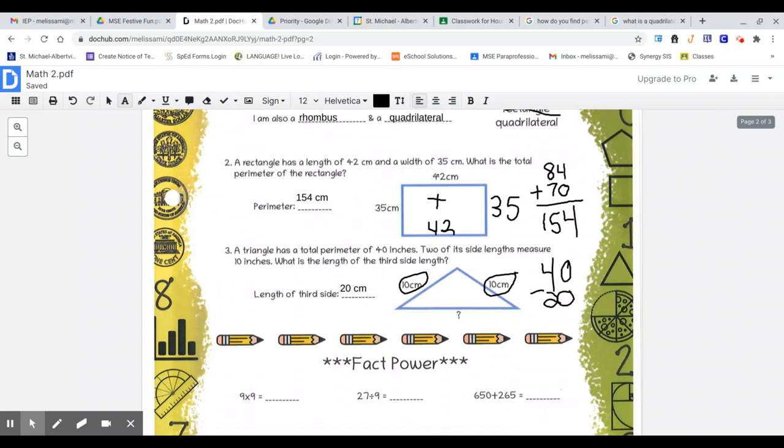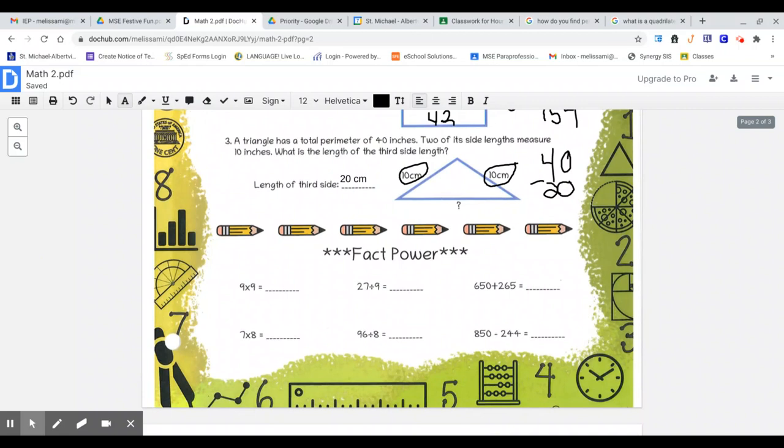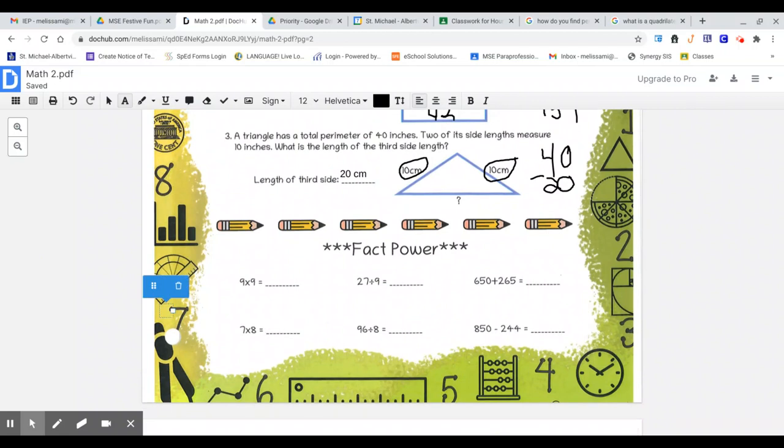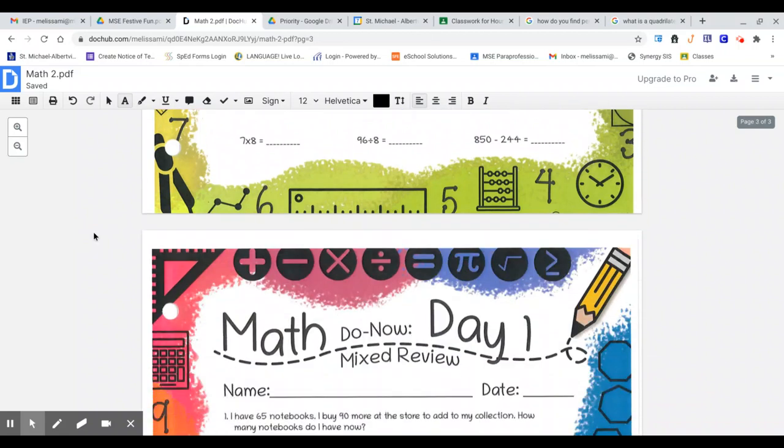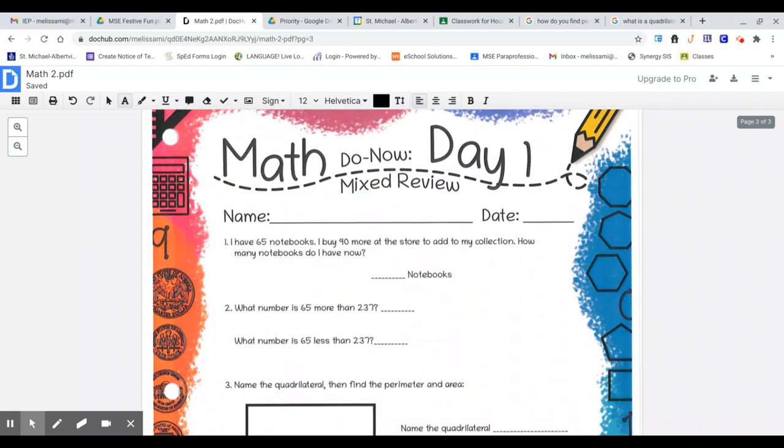All right, so as we scroll down here, I'm going to have you do fact power on your own, no calculators. For some of these, I'm going to need to see some work, so I look forward to seeing your work for those. Go ahead, finish that one up and hit pause. And then meet me down here for the next page, which is mixed review of the things we've done.